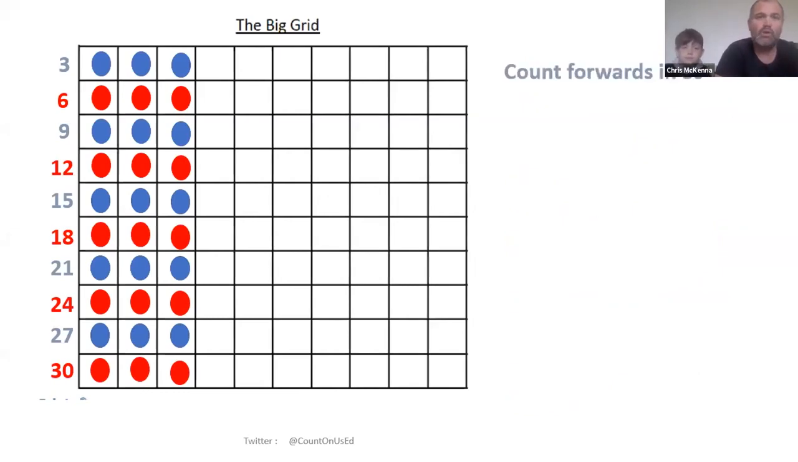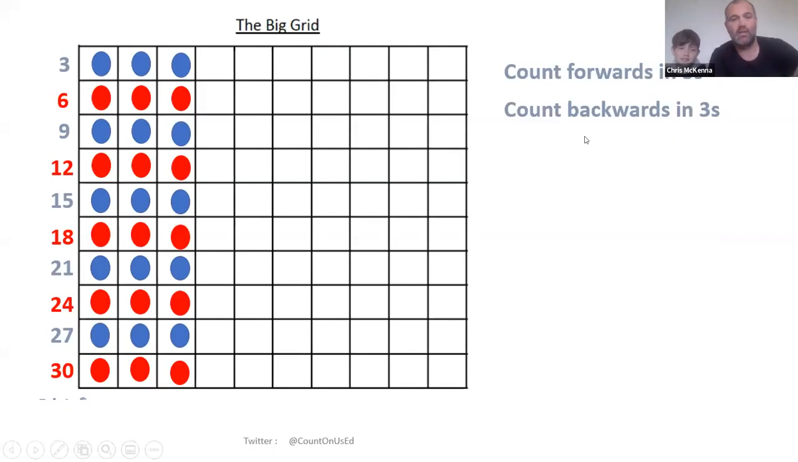And then we can say, okay, let's count forwards in 3s. So are we ready? We're going to count forward in 3s. So we start at 3. So we'll go 3, 6, 9, 12, 15, 18, 21, 24, 27, 30. Good, and then we can maybe start counting backwards in 3s. So we can go 30, 27, 24, 21, 18, 15, 12, 9, 6, 3, 0. Well done, Austin, that's good.